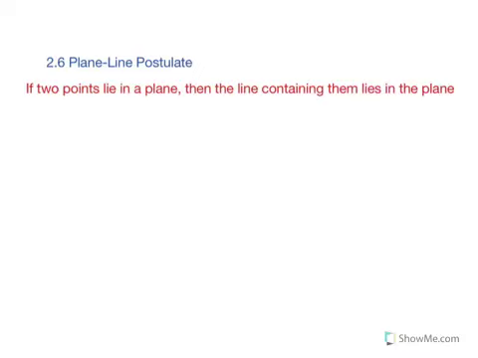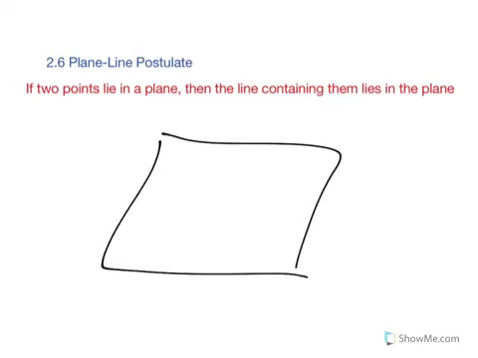Next postulate is going to be 2.6, the plane line postulate. And it states that if 2 points lie in a plane, then the line containing them lies in the plane. Okay, so a visualization of that, we have our plane, and we have 2 points, D and E, lying on our plane. If I were to draw a line through those 2 points, that line would have to be on my plane as well. That's all it's saying.